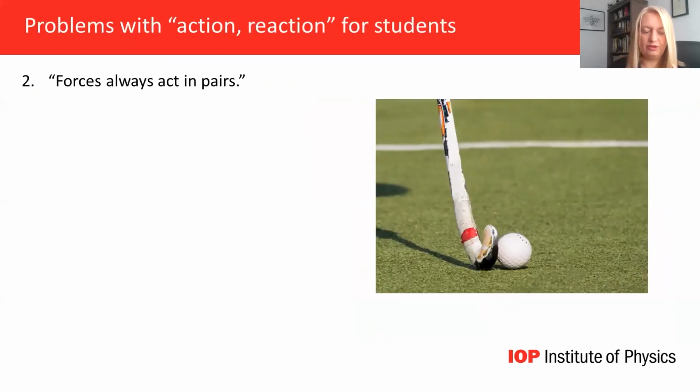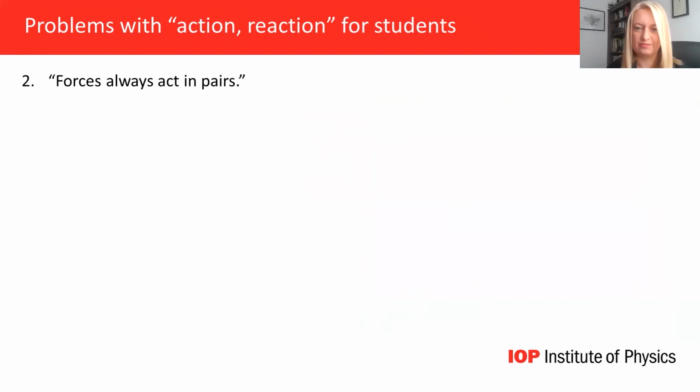Now, we've got the idea that we've got this interaction pair, and forces do always act in pairs, but because of this, and if we've misunderstood Newton's third law, we end up in a situation where students will try and force pairs into a situation. So if we think about our hockey stick and ball example again, and think about the forces acting on the ball just as the ball has been hit. It's been hit, it's left the hockey stick, and it's starting to make its motion across the pitch.